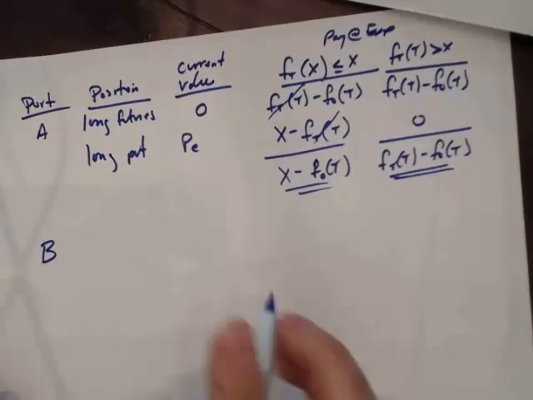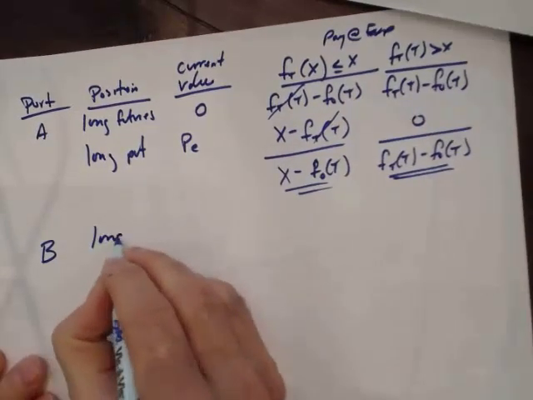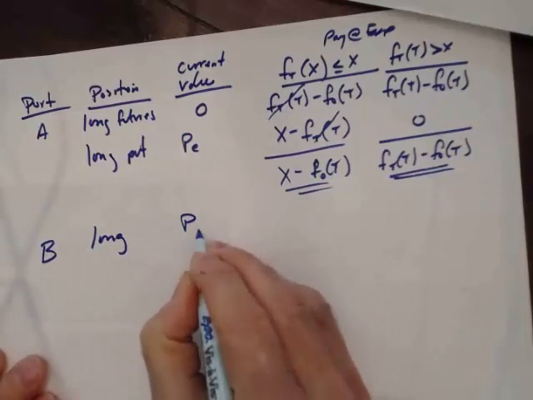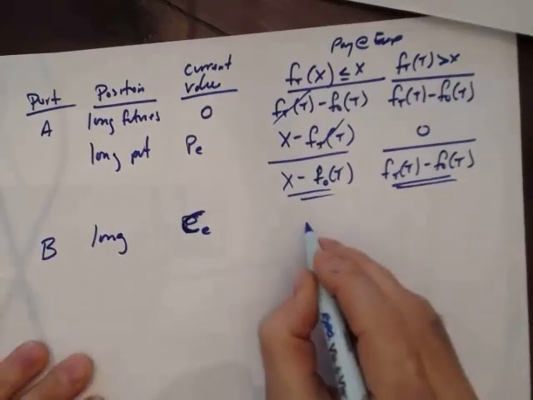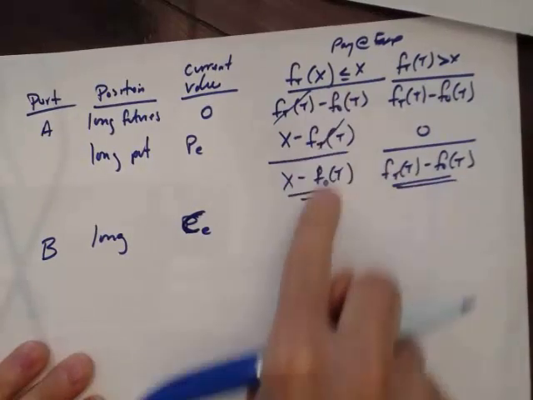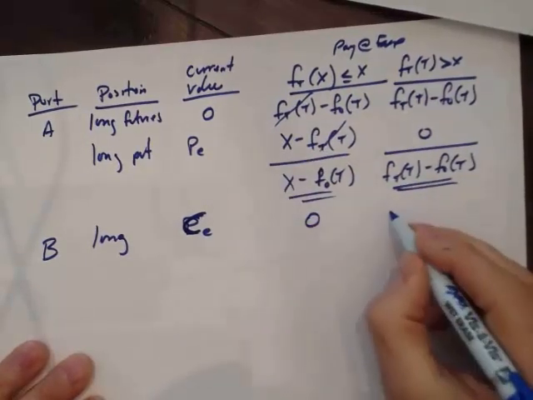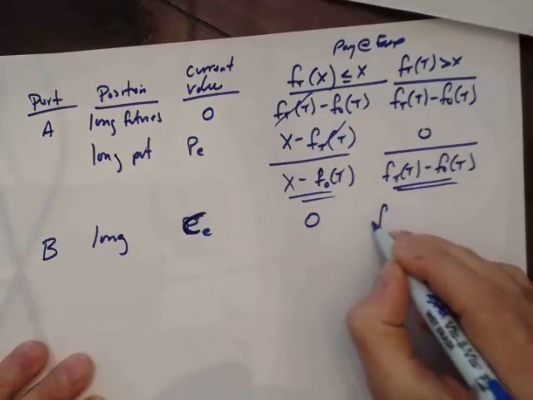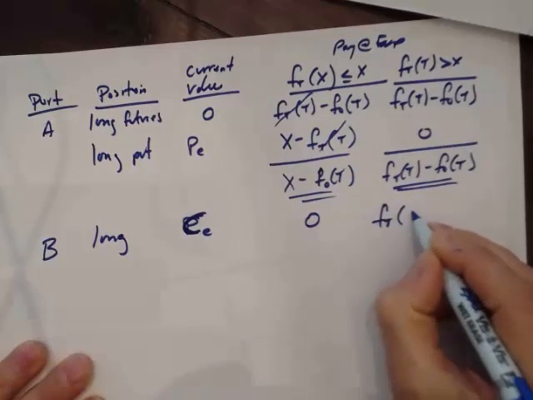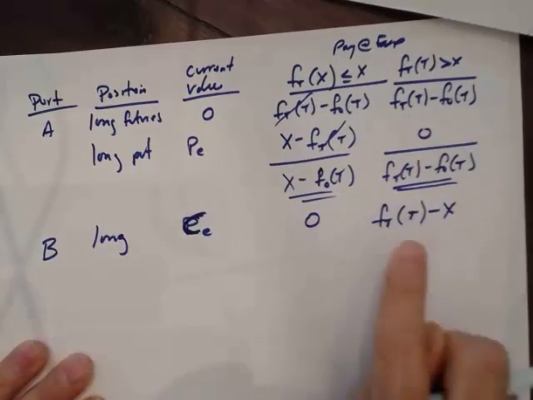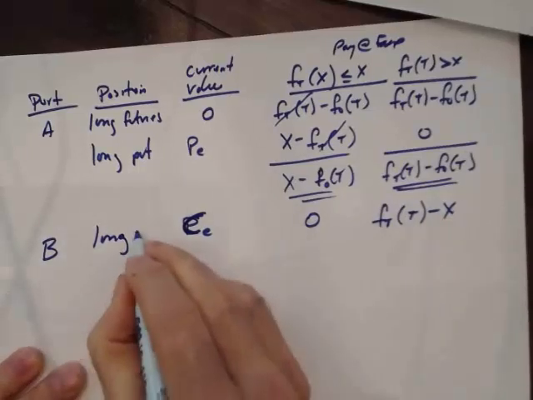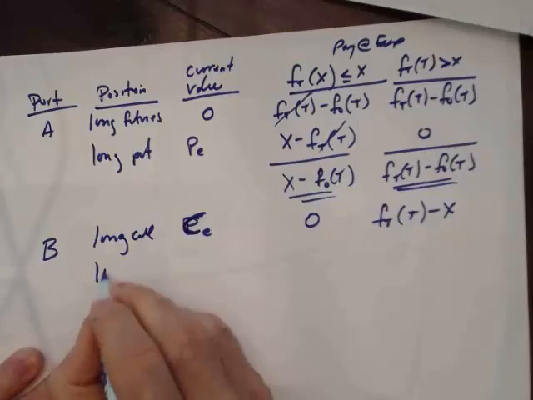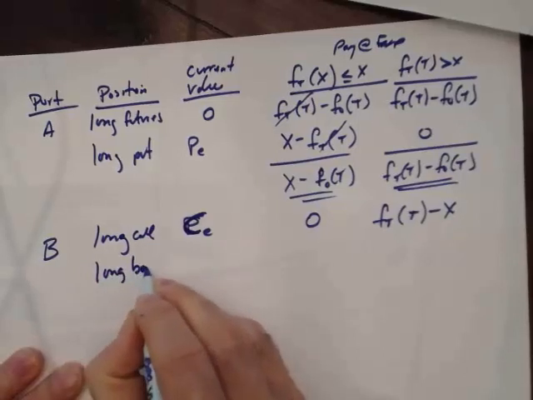Now portfolio B has a long call. Call it CE, for call European. That will have a payoff of 0 when it's out of the money, and if it's in the money, it'll be the difference between the futures price and the strike. Okay, so this is the long call, and then the long bond, which is probably the least intuitive.